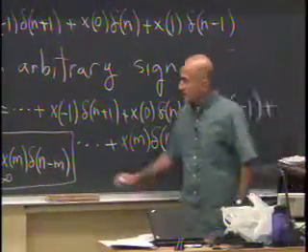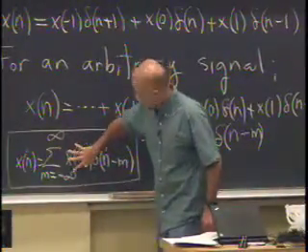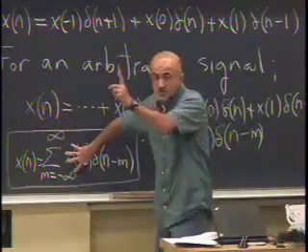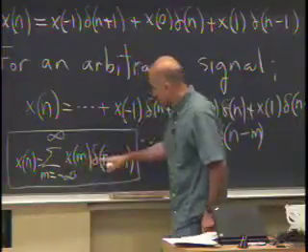So any arbitrary signal can be decomposed into a linear combination. These are the coefficients now. The x of m's become the coefficients. The values of the signal at different lollipops become the coefficients of shifted impulses.